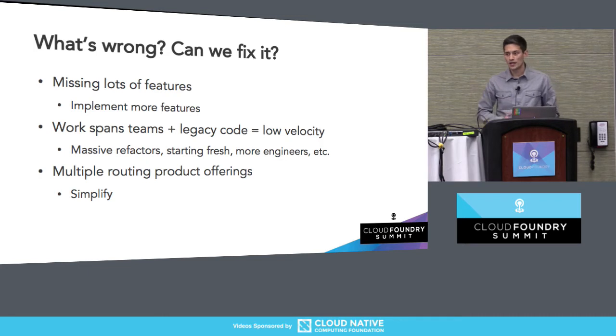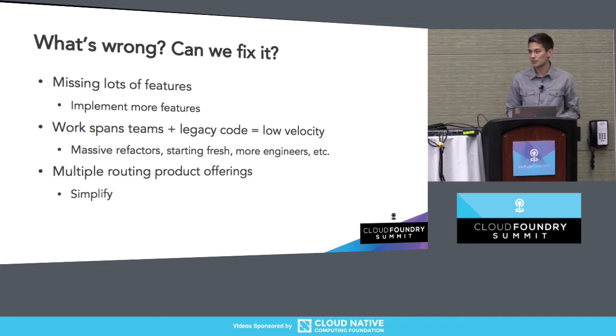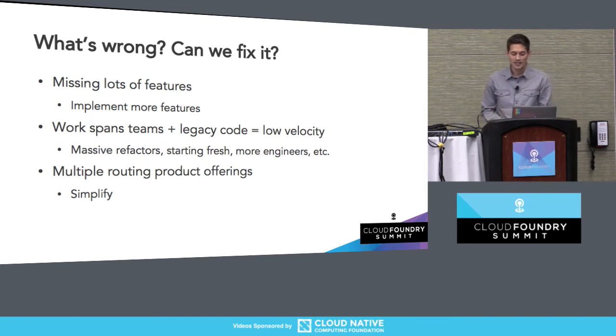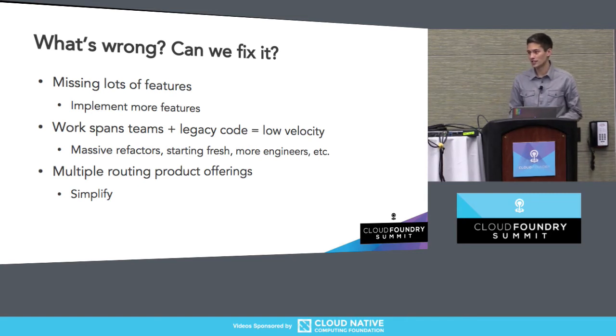So what's wrong today? Why are we even considering other options? Why not just continue to build off of the products that we already have? Well, the obvious problem that we have right now is we're missing a lot of features. Can we fix that? Sure, it's a very simple solution, right? Just implement more features. Unfortunately, this touches on another problem. Many times to bring in these big features, the work will span many teams, and inside the GoRouter involves some legacy code. This is a pretty difficult combination which results in low velocity, low turnaround time for features. We have done some initial explorations to determine some features that are desired, like HTTP2, and the effort that would take to get into the Go router. And unfortunately, it would involve some pretty massive refactors.